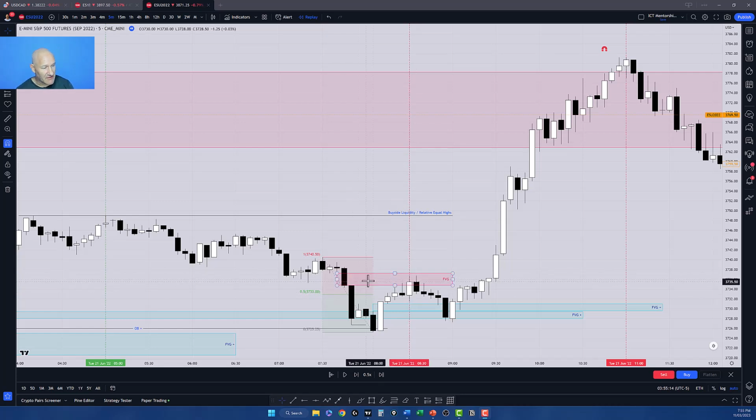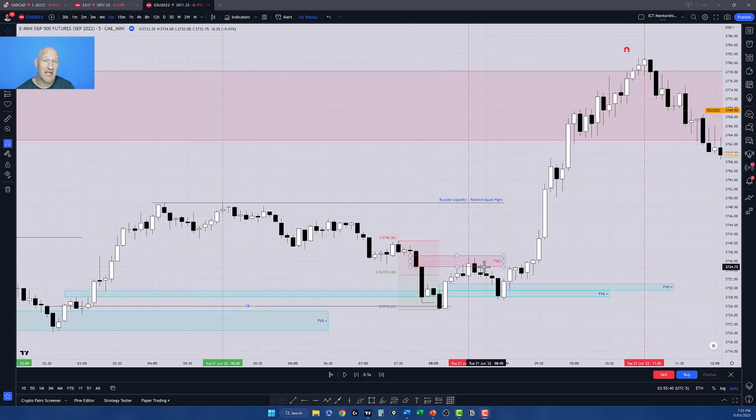You can see that takes us back up into the premium part of the dealing range, and you can see we have a bearish fair value gap there, which the market trades into. We get a reaction from that. We come back down into the discount part of the range, and again we trade back in to that bullish fair value gap which formed on the 15-minute chart, so you can see that here.